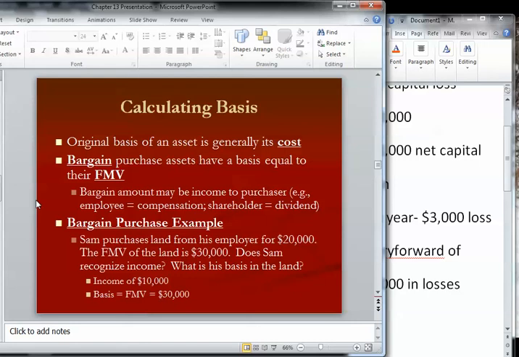So two things happen here. Sam recognizes income for that discount. And then because he recognizes income, he's allowed to take his basis at fair market value. Essentially what he's doing is he's taking his purchase price of the 20,000, and he gets to add to that the 10 of income that he recognizes. So basis ends up at fair market value because income was recognized for the 10,000.